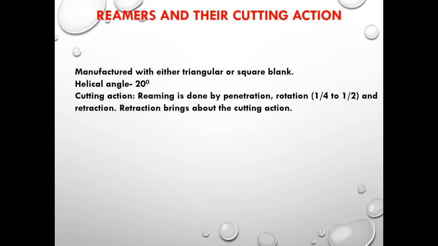Then reamers. They are manufactured from either a triangular or square blank, and the helical angle is 20 degrees. Cutting action, reaming, is done by penetration, rotation of a half to a quarter turn, and retraction brings about the cutting action.